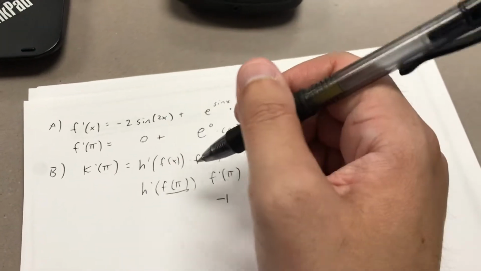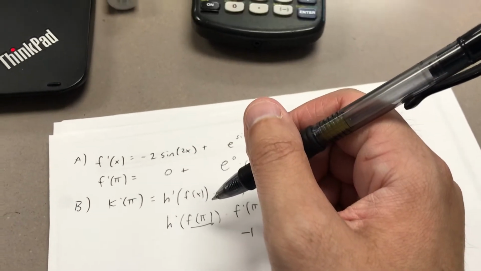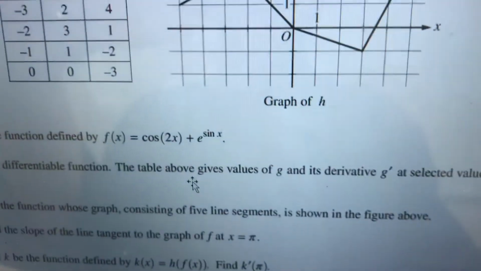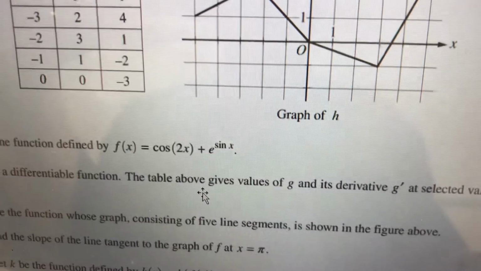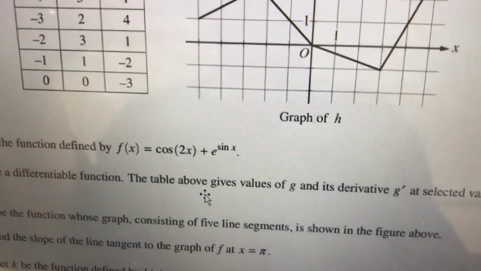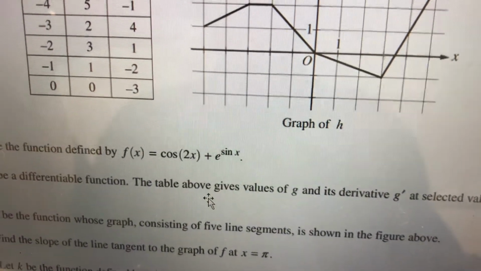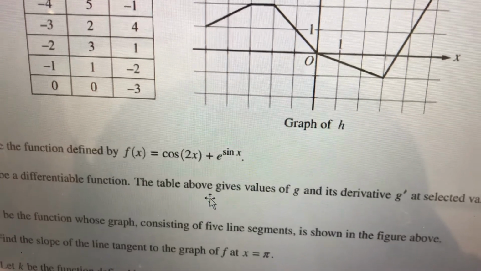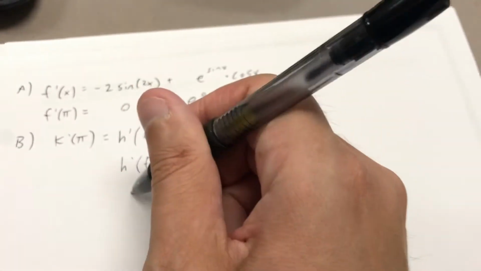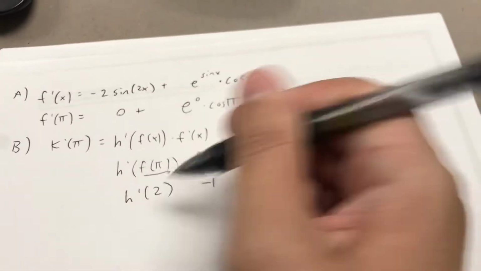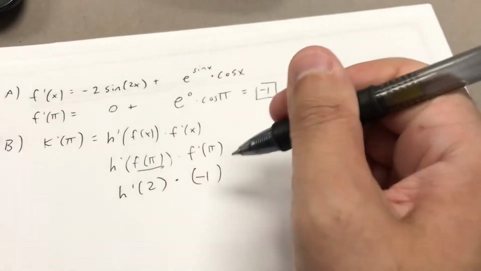Okay, f of pi. Let's go back here and look at this. If we go back to the original function, function f is that right there. So if we put a pi into this, cosine of 2 pi would be 1. E to the sine of pi would be e to the 0, which is 1. 1 plus 1 is 2, I believe. So we're going to be taking h prime of 2, and then we're multiplying by negative 1.